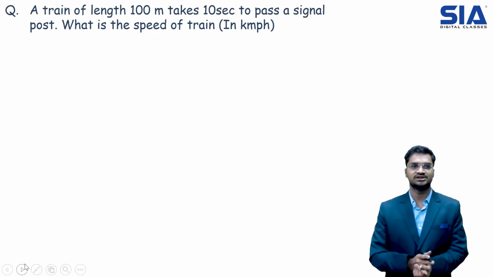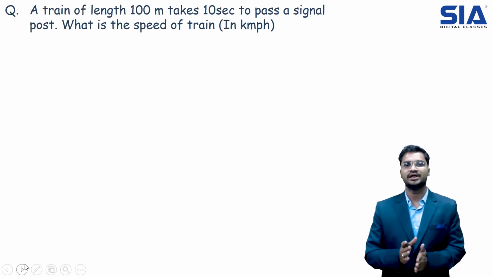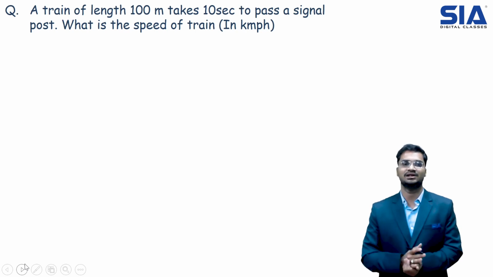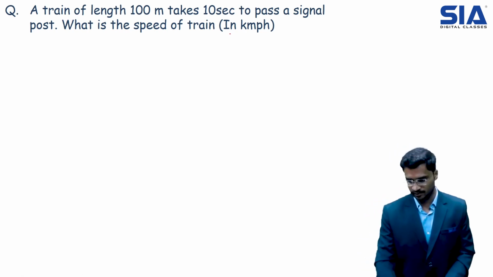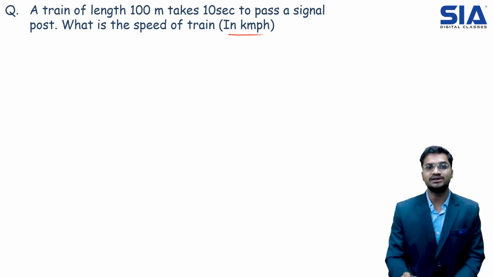So our first question says, a train of length 100 meters takes 10 seconds to pass a signal post. So a train is taking how many seconds? 10 seconds to pass the signal post. What is the speed of train in kilometers per hour?